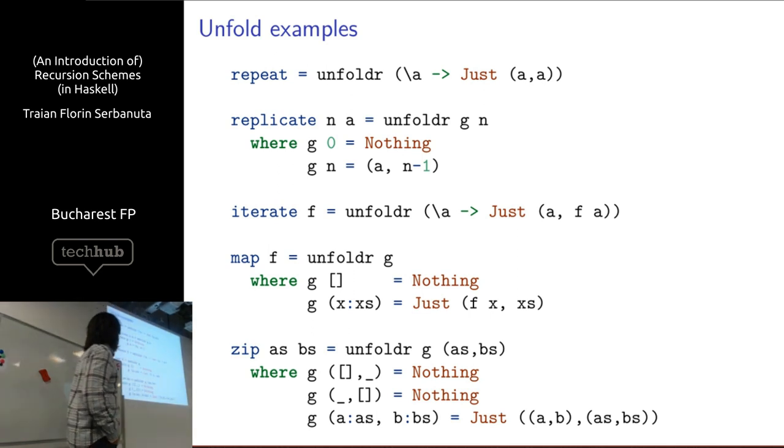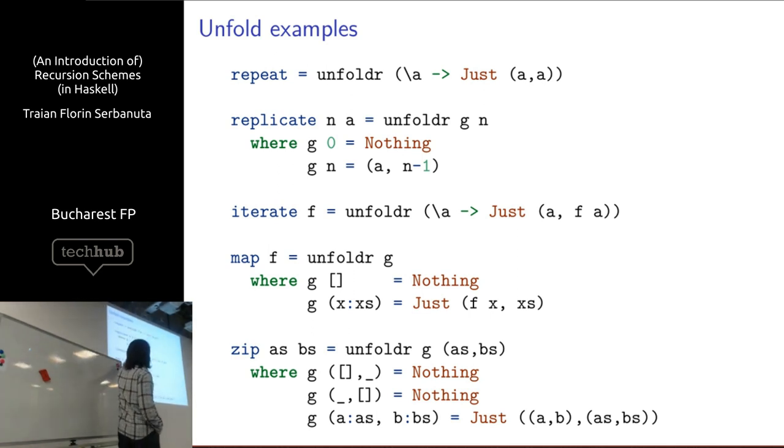Okay, and then we can also get map as an unfold. It's not as interesting. We say if the list is empty, then nothing. If I have an element and the rest of the list, then I produce f of x, and I give you the rest of the list to process.